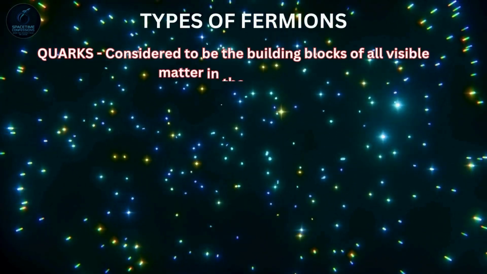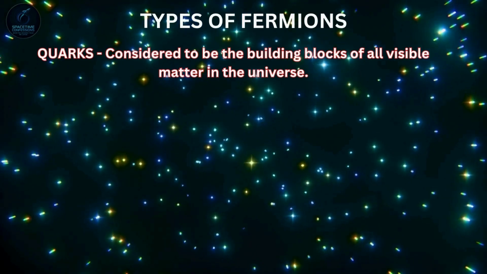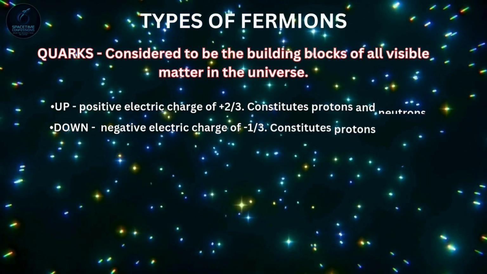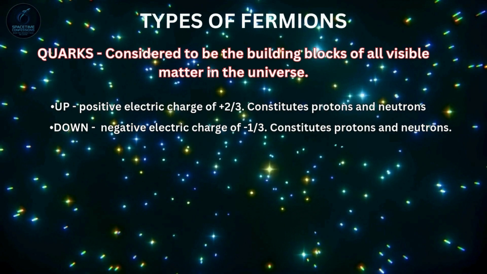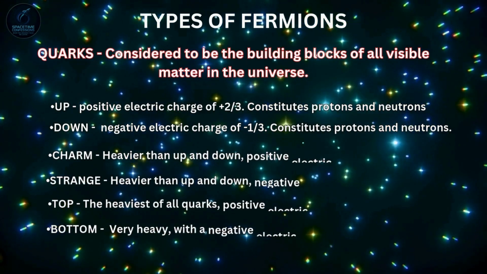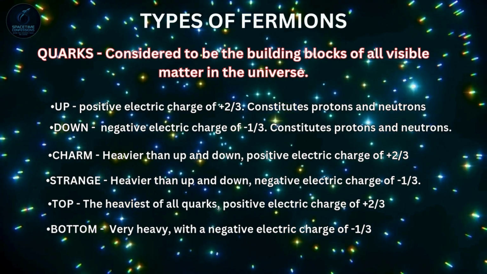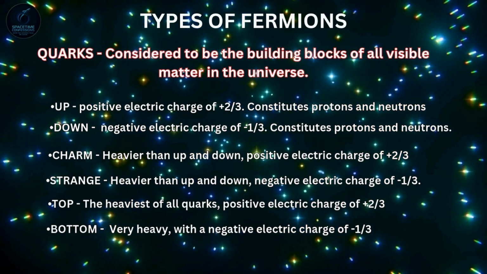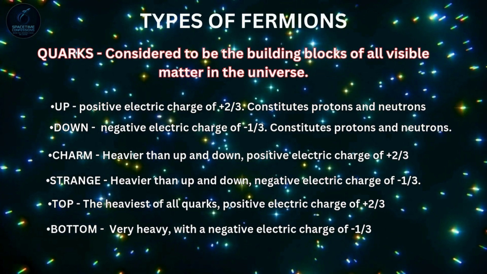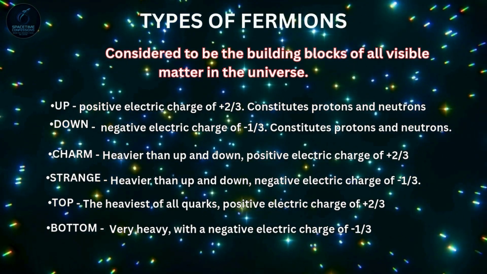They make up protons and neutrons, and they come in 6 flavors. Up and down, the ones we're most familiar with, make up everyday matter. Charm, strange, top and bottom: heavier, rarer, and found in high-energy collisions. Quarks never exist alone. They always combine to form composite particles. They're the hidden architecture of matter.